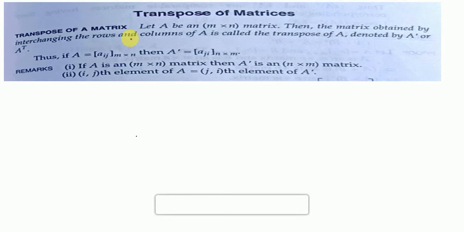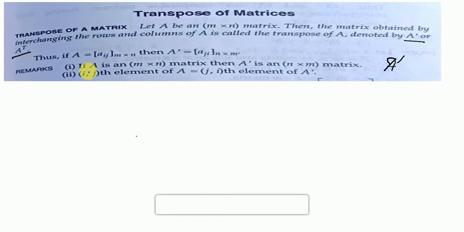When we interchange rows and columns in this way, the matrix that is formed is called the transpose of A. It is denoted by A dash or A^T. Thus, if A is equal to [a_ij] of order m into n, then A dash, meaning A transpose, is equal to [a_ji] of order n into m.